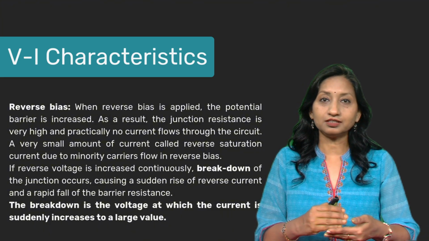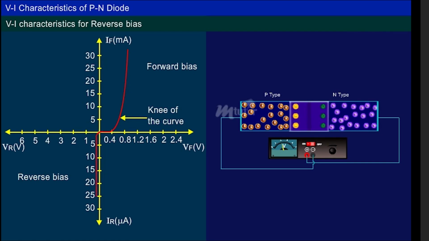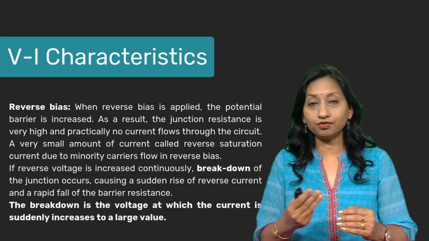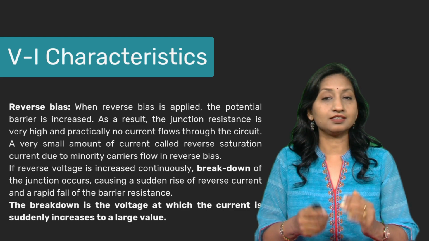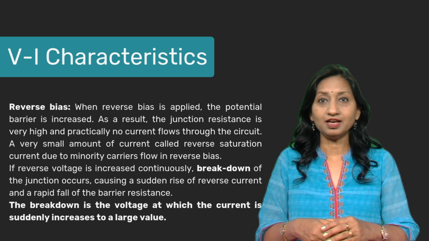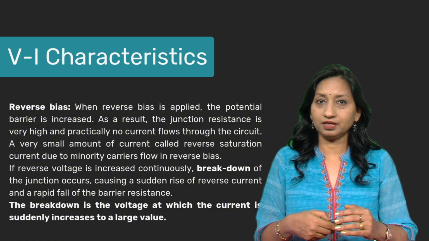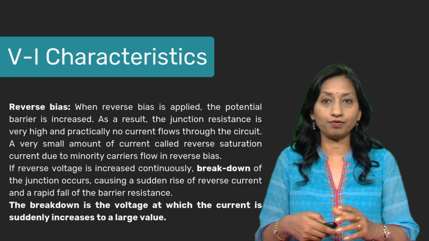As a result, the junction resistance is very high and practically no current flows through the circuit. A very small amount of current, called reverse saturation current, flows due to the minority carriers in reverse bias. If the reverse voltage is increased continuously, breakdown of the junction occurs, causing a sudden rise of reverse current and a rapid fall of barrier resistance. The breakdown voltage is the voltage at which the current suddenly increases to a large value.